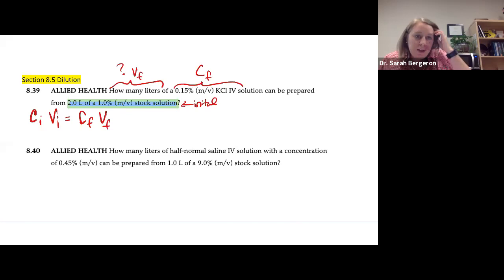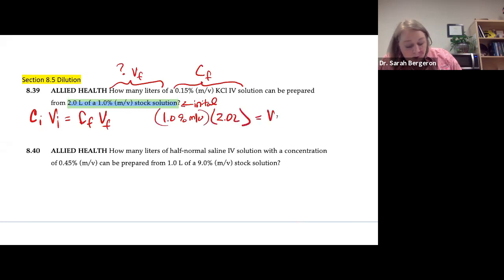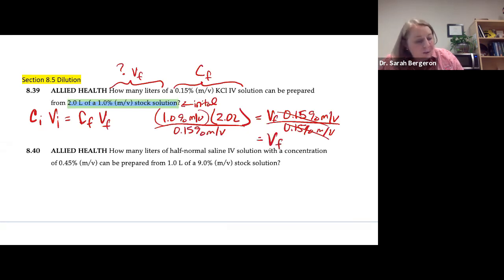Okay, so now all you have to do is plug things in. I know all my initial values. My initial value is 1.0% mass by volume. And then I'm going to multiply that times my 2 liters. And then I'm going to get my volume final, I don't know, so that's my unknown. And then my concentration is 0.15% mass by volume. So all I have to do is divide, right? That cancels, divide by 0.15% mass by volume. And what do I get? Let's see, what did I get? I did this one, 13 liters. You should get 13 liters, okay?